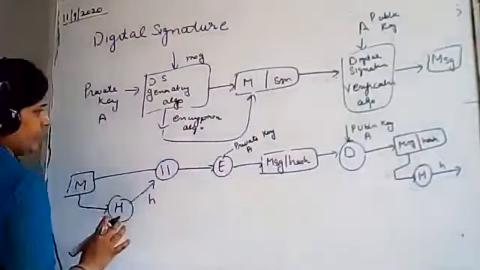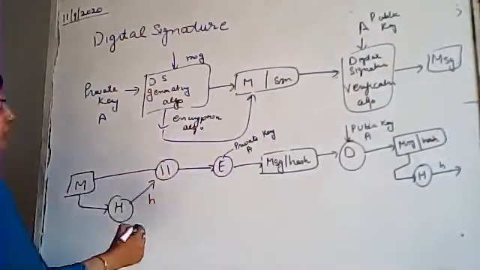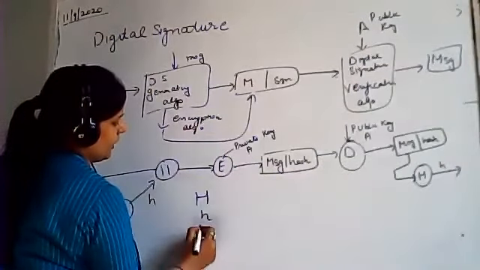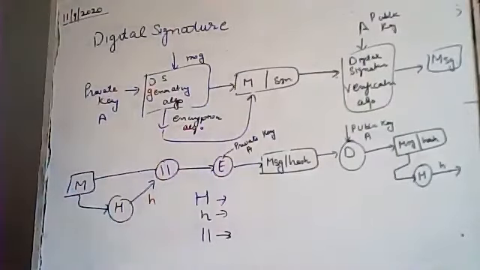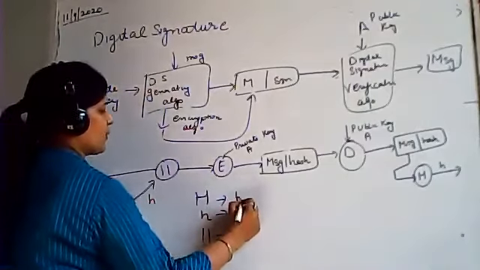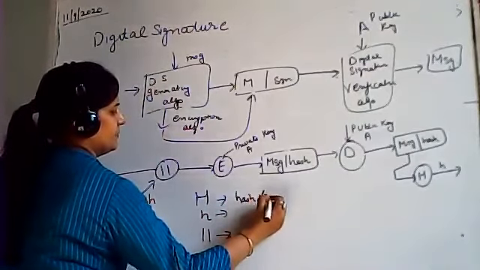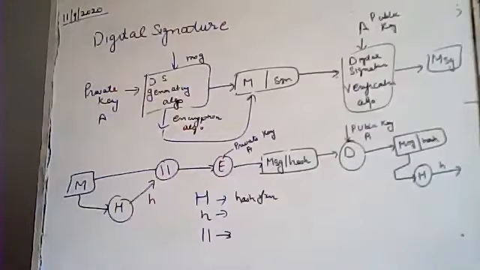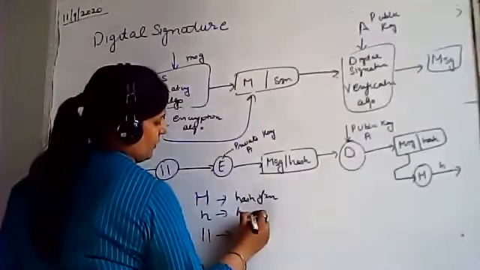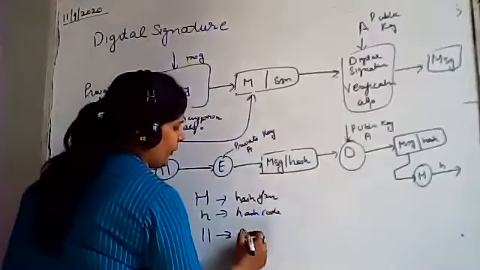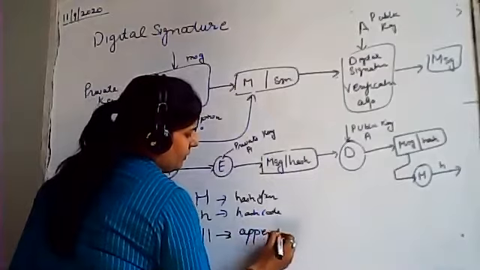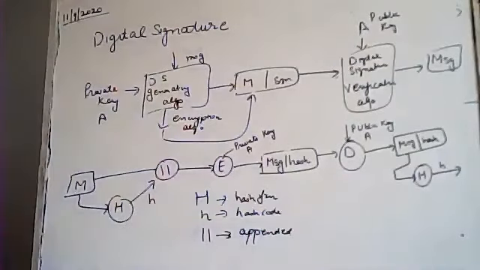Now you can see there are 2-3 terms that we are using. One is the capital H, another is the small h, and there is some tag value, any type of tag value I have given. Now what is this capital H? That is a hash function. And what is this small h? That is the hash code. And what is the tag value? Any type of data that we have appended. Appended means we have added something, anything, just to make that message a secure message.